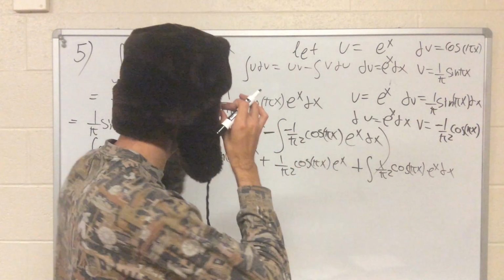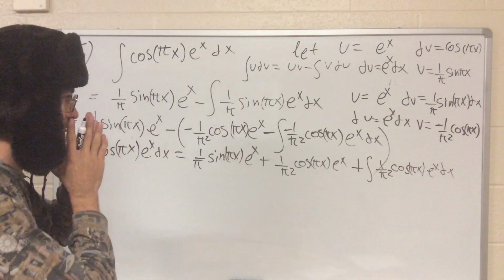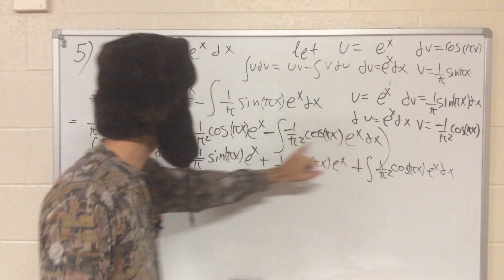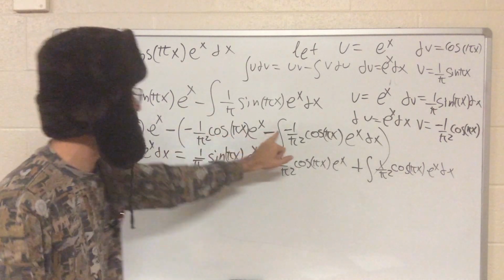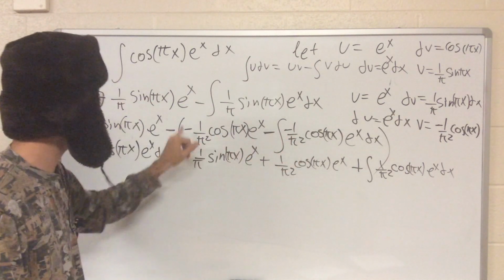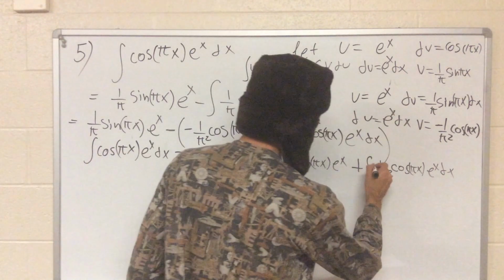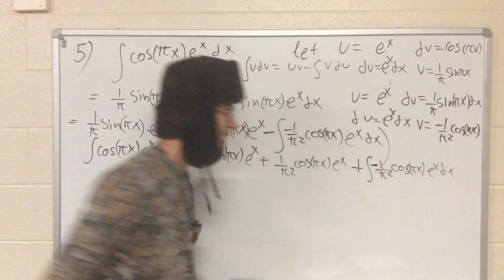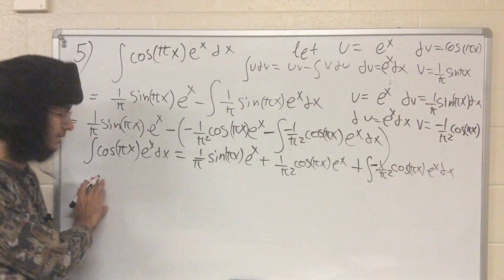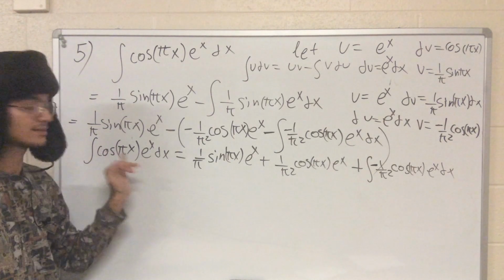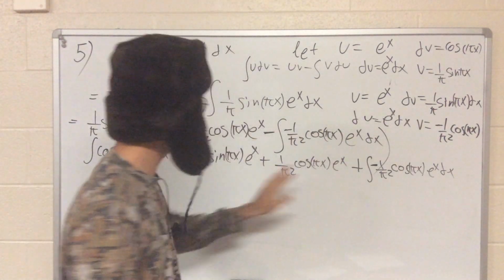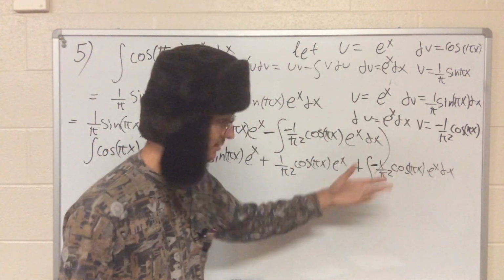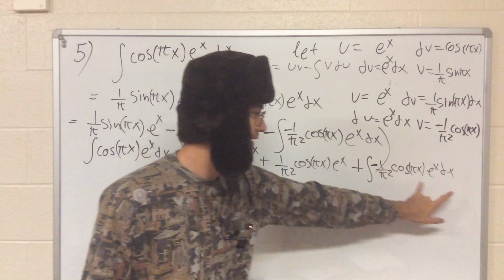So what do we have here now? Right over here, negative times negative is positive, and times negative is negative again. So this on the inside is actually negative. Look at this: we get the integral of cosine pi x times e^x dx equals something, something, something, plus or minus 1 over pi squared times the integral of cosine of pi x times e^x dx.